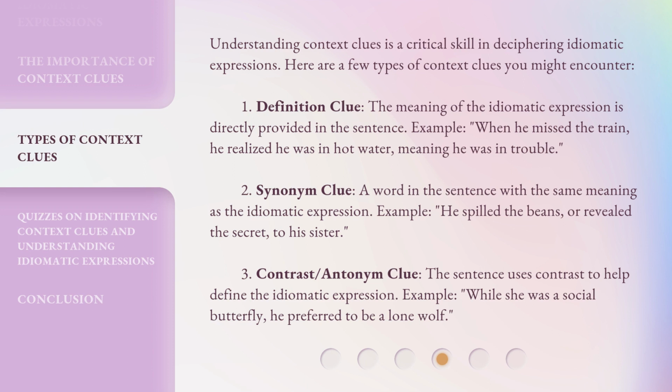2. Synonym clue. A word in the sentence with the same meaning as the idiomatic expression. Example: he spilled the beans, or revealed the secret, to his sister. 3. Contrast, or antonym clue. The sentence uses contrast to help define the idiomatic expression. Example: while she was a social butterfly, he preferred to be a lone wolf.